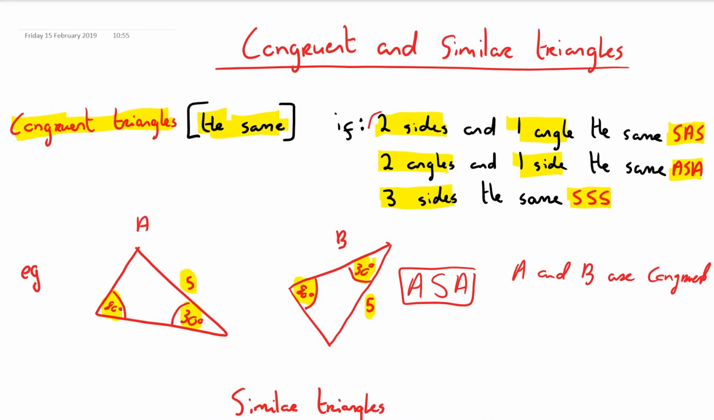Notice that in this, nowhere does it say three angles. If three angles are the same in triangles, they might be congruent, but we can't say for definite. They may not be, and I'm going to prove it here.